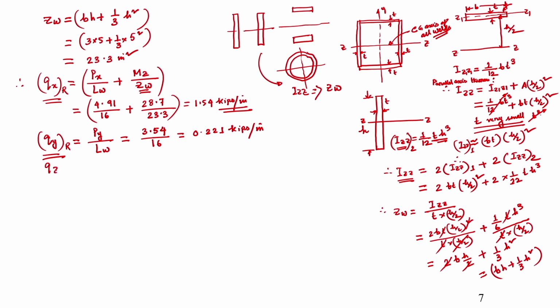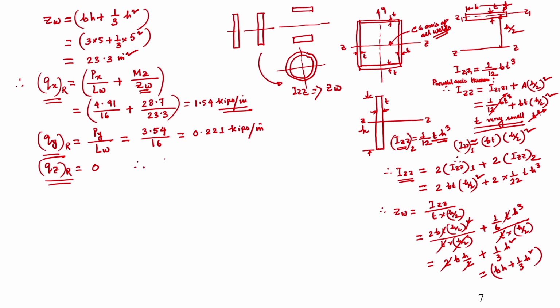Here the shear flow along the z direction will be equal to 0, because there is no z component of force, and due to bending moment there will not be any bending moment along the z axis. There will not be any bending stress in the shear plane or weld plane. This you should keep in mind. That is why Qz resultant will be 0.